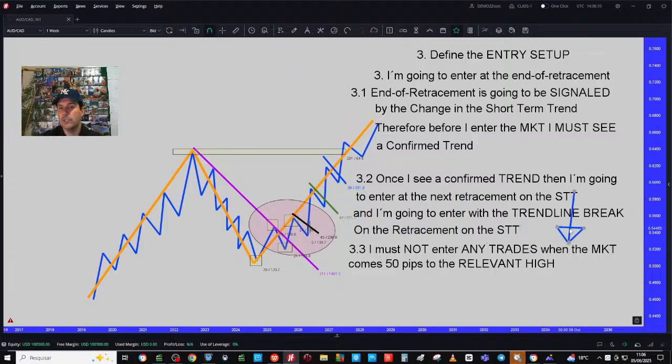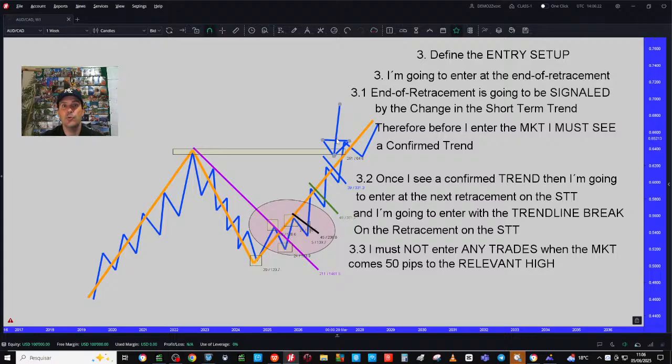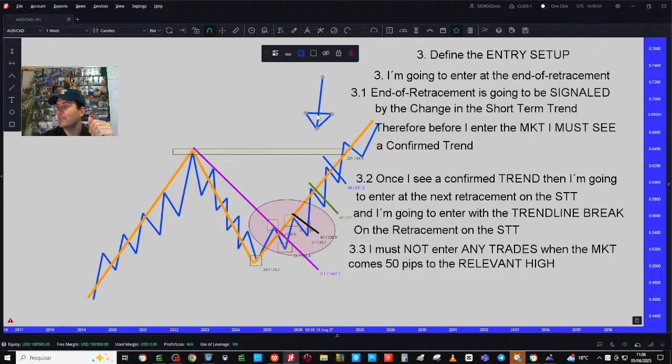3.3, I must not enter any trades when the market comes 50 pips, whatever, could be variation 100, 20, 10, you know. Okay. Boss, what happens if the market comes up in here? You need to wait. You need to wait for the next retracement. Okay, everybody? Boss, but if I'm waiting for a retracement on the daily, good question. Listen to this, everybody. If I need to wait for a retracement on the daily, it's going to take me a decade to enter again. And the answer is yes, you are correct.